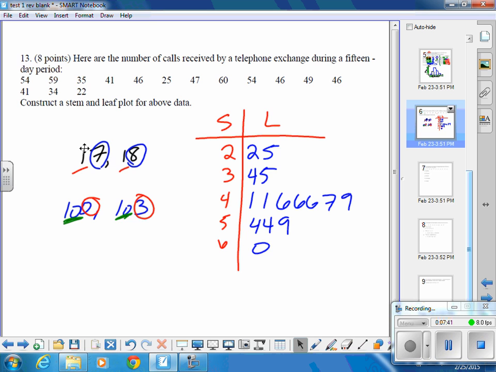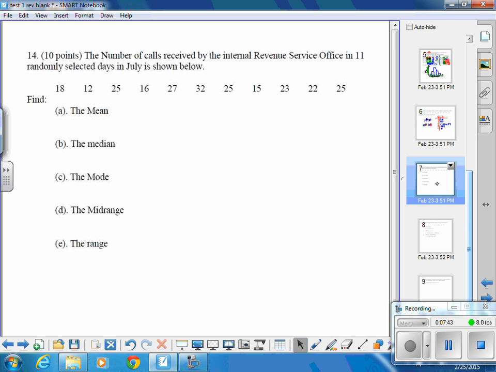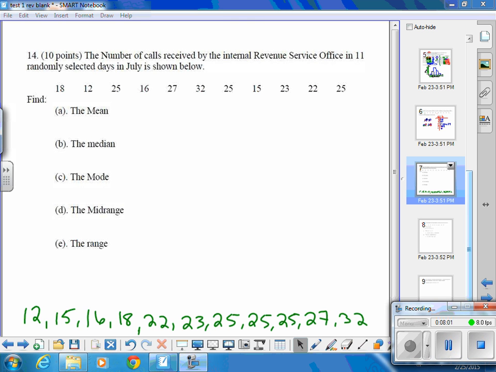Let's look at this next problem here. This next problem here is showing the number of calls received by the IRS in 11 randomly selected days. So we need to find all this data here. Now, the first thing you always want to do is go ahead and arrange the data in order. I'm going to do that now. If you look at the data at the bottom, I've gone ahead and arranged it in order. So this makes it easier for us to find the median, okay? And, just to figure that out.